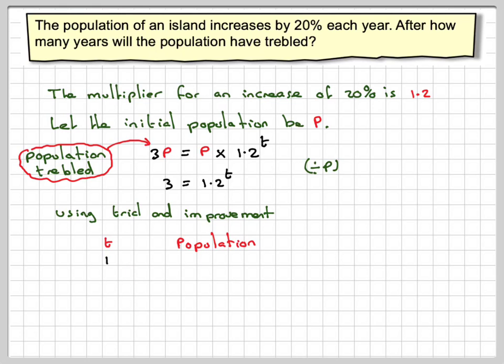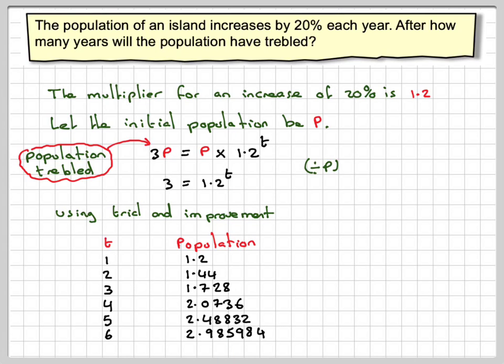So after 1 year, we put T as 1 into this, 1.2 to the 1 will be 1.2. After 2 years, we'll do 1.2 squared, and we'll get 1.44. 3 years, doing 1.2 cubed, we'll give that number. 4 years, 1.2 to the power of 4. So here, after 4 years, the population has actually doubled. 5 years, 1.2 to the 5 gives 2.48.